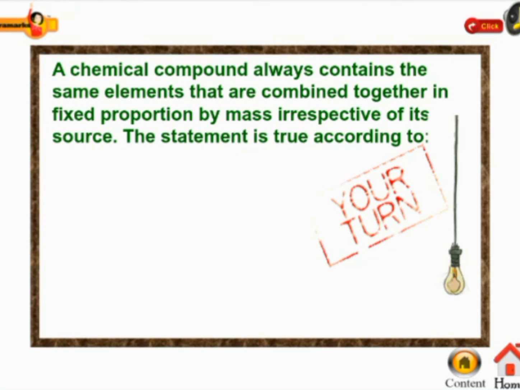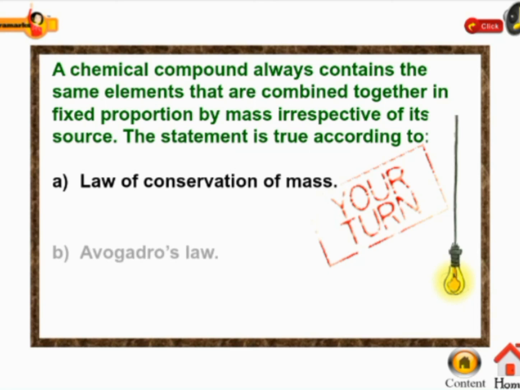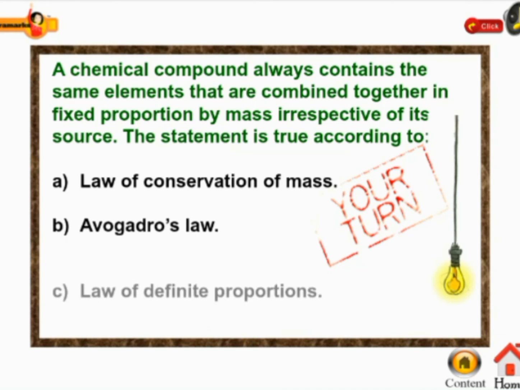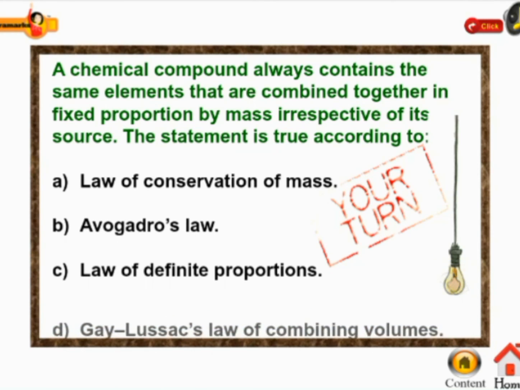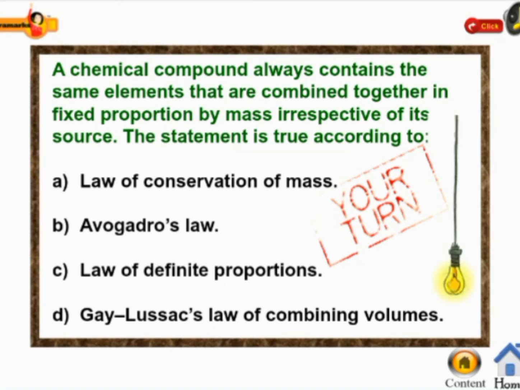A chemical compound always contains the same elements combined together in a fixed proportion of mass, irrespective of its source. This statement is true according to which of the following options: law of conservation of mass, Avogadro's law, law of definite proportions, Gay-Lussac's law of combining volumes.